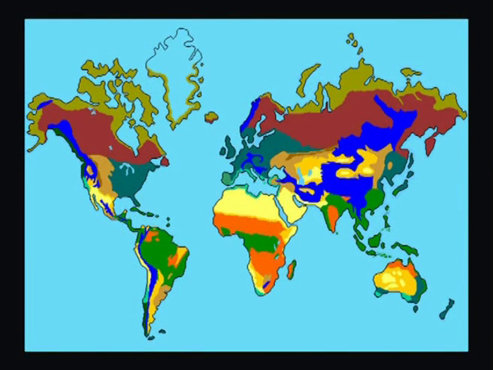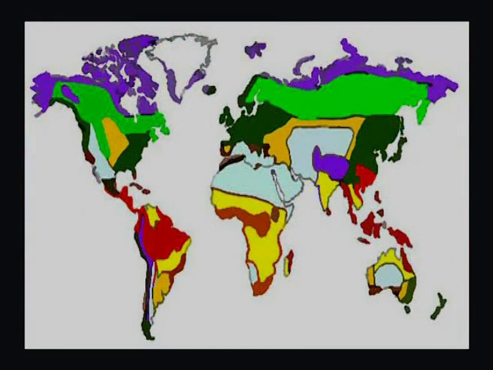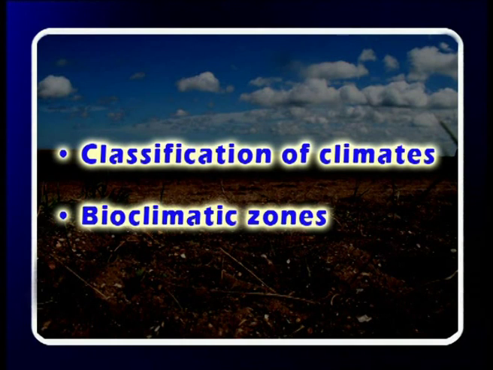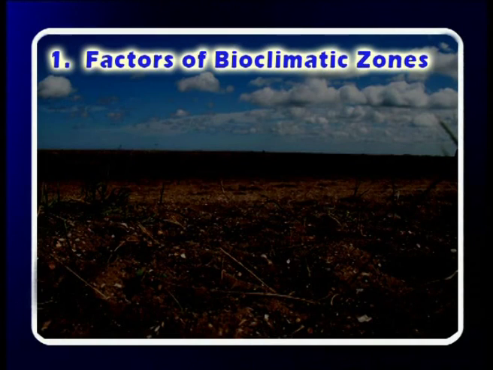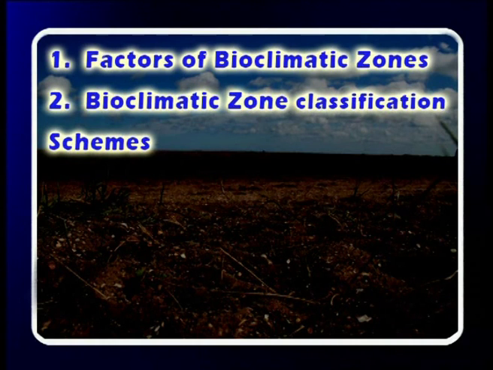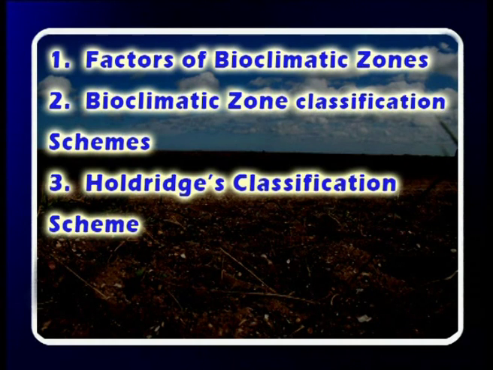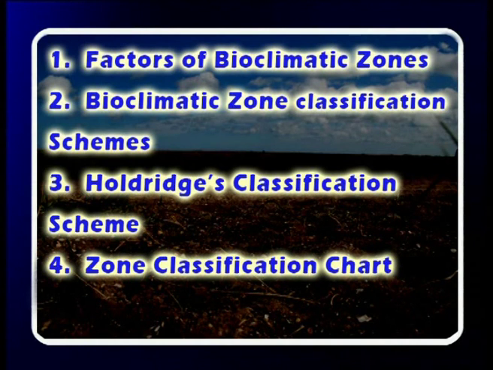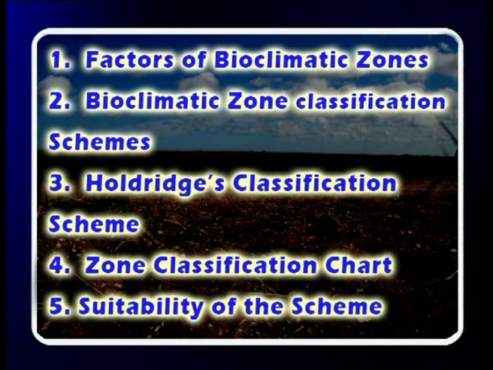Classification of the world's biomes is a major aspect to be studied under the subjects of biogeography and physical geography. Classification of climates and bioclimatic zones are the two major parts in these subjects. Hence, in this lesson we will study the bioclimatic zone classification methods. The following aspects are highlighted in this lesson: factors of bioclimatic zones, bioclimatic zone classification schemes, the Holdridge classification scheme, the zone classification chart and the suitability of this scheme.